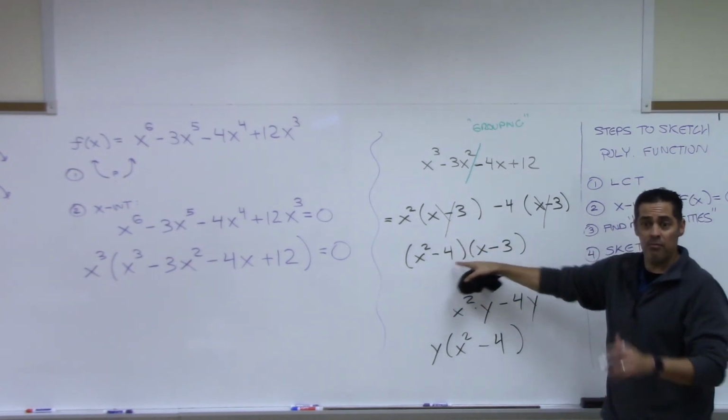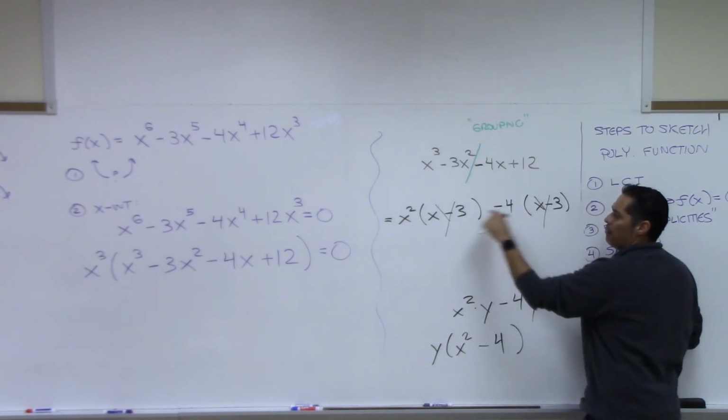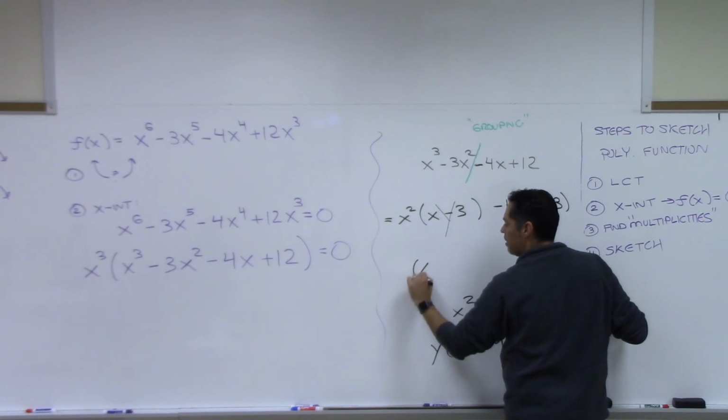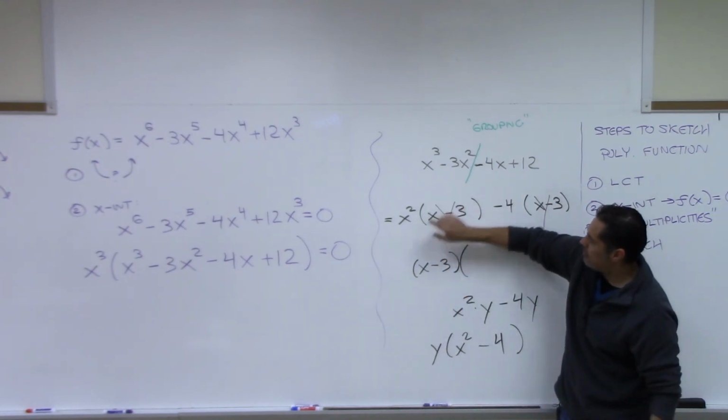Now, the way you wrote it is right, but that's not the way I would do it. I would do it this way. I would take this out, so I pull that out. That's x minus 3. And then what would be left? Well, if I take this away from here, what's left?